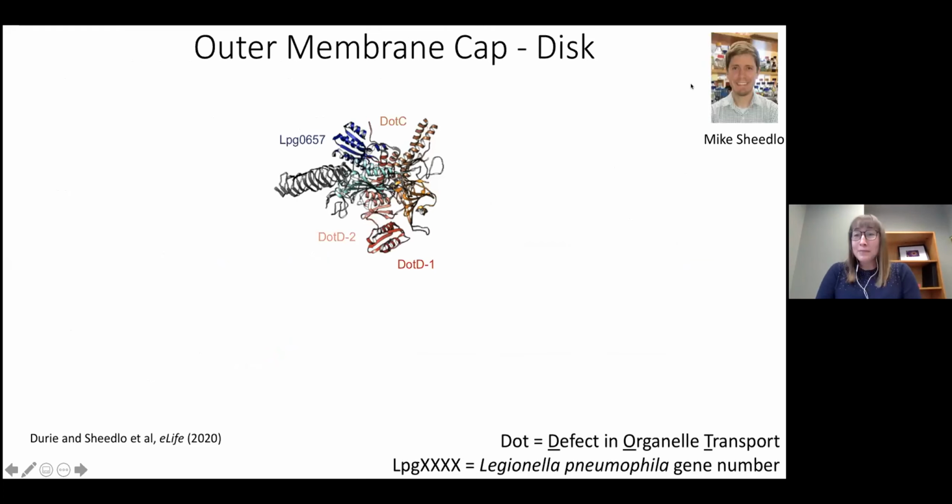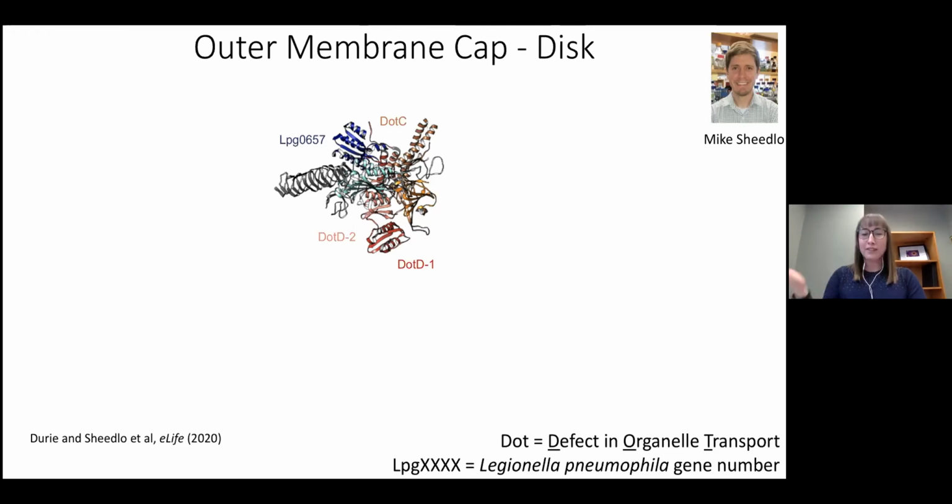But we were able, as I mentioned, to build in a lot of models. And this again is back to Mike Schiedlo. Mike built all of the models, all of the protein models that I'll show you throughout this talk. I'm just going to hit on a couple of my very favorite findings so that we can move through relatively quickly. So this is the asymmetric unit of the outer membrane cap disc.